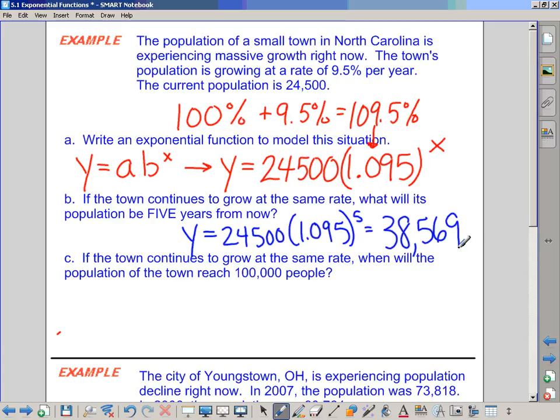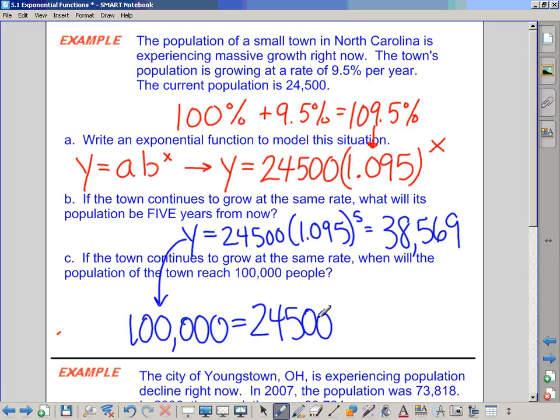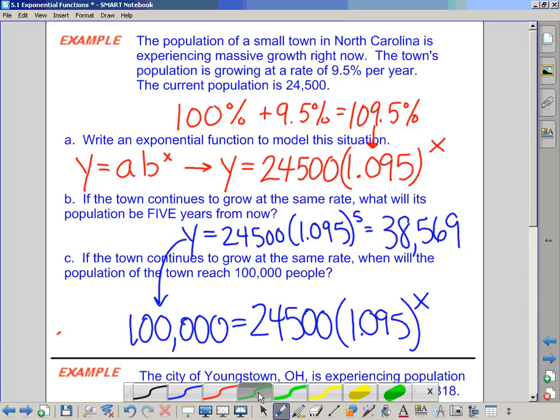Finally, in part C, they want to know when y, the y value, will eventually equal 100,000 people. So in this one, remember, we don't know what x is. We want to solve for the number of years. 1.095 to the x. We want to find the number of years when y is 100,000. Now, we really don't have a method for solving this algebraically just yet. We're going to learn that later in chapter 5.